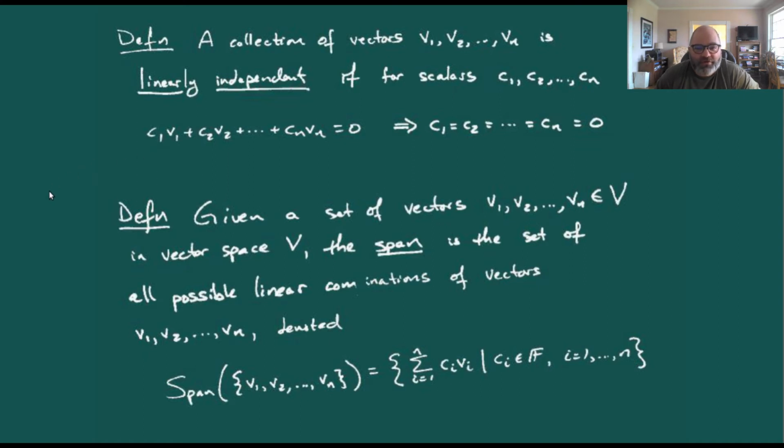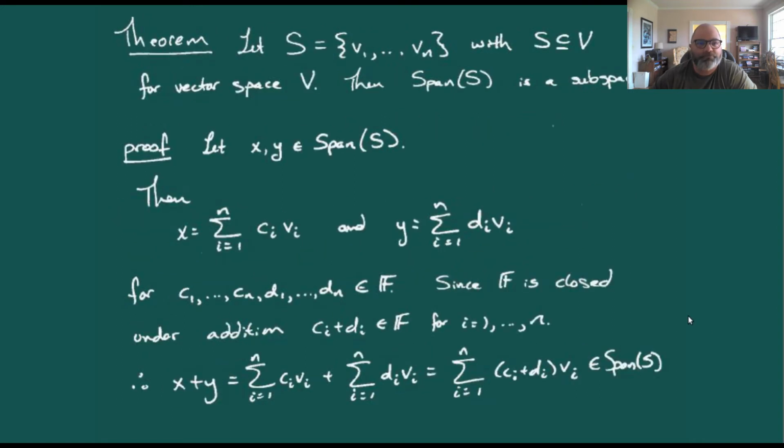So if we're given a set of vectors v1, v2 up to vn in the vector space V, then we define the span as the set of all possible linear combinations of vectors v1 up to vn. We might denote that by the span of our set being the set of all possible linear combinations where the ci's come from our scalar field. So we've got a theorem that shows up immediately from that.